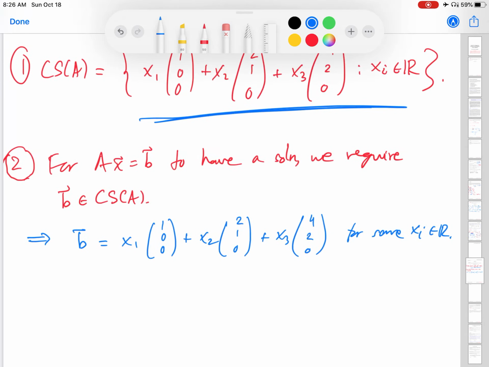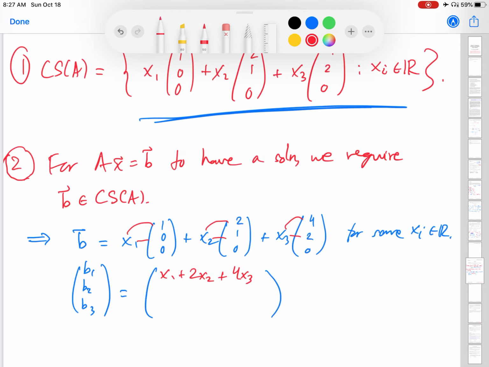Okay, and then if I just think of b as a vector with components b1, b2, b3, and then I write out the right-hand side here, I'm just going to do the multiplication. This is x1 plus 2x2 plus 4x3. And then this is 0x1 plus x2 plus 2x3, so x2 plus 2x3. 0x1 plus 0x2 plus 0x3. So this is 0. All right.